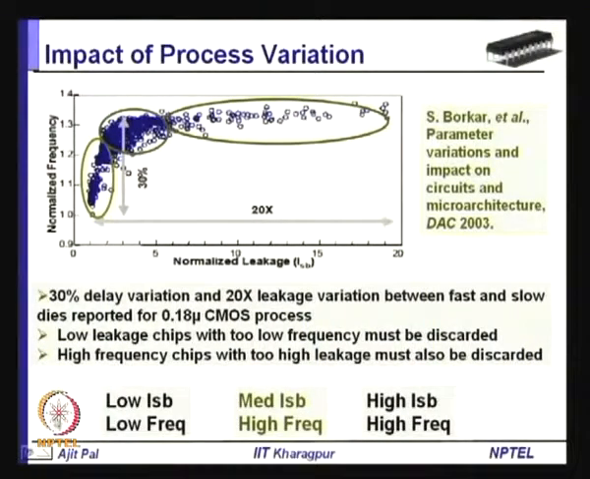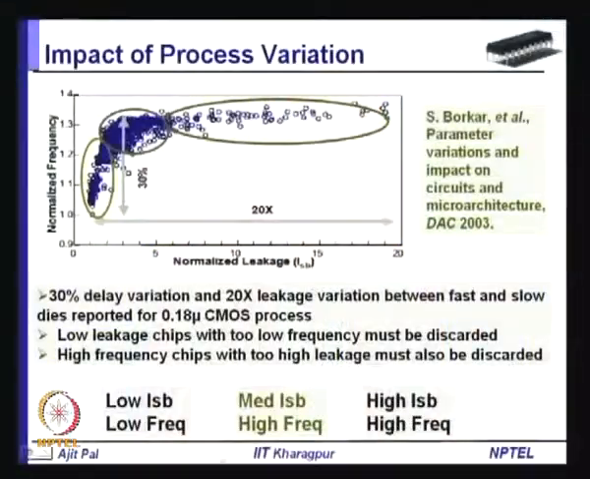Low leakage chips with low frequency are to be discarded. Similarly, high frequency chips with too high leakage, which will lead to very large power dissipation, also have to be discarded. So, we find that a large number of fabricated devices are to be discarded because of this process parameter variation. We have to reduce the impact of this variation if we want to improve the yield.